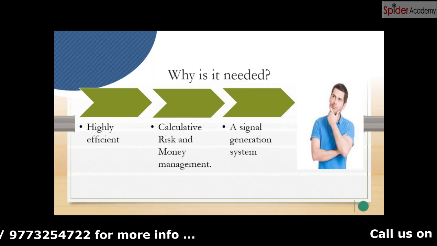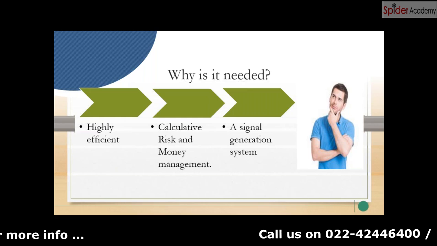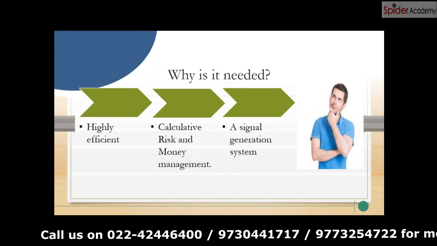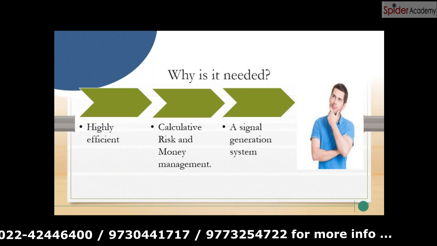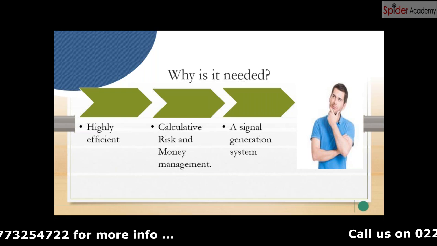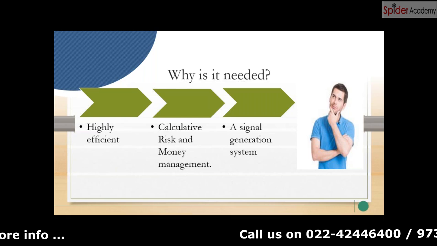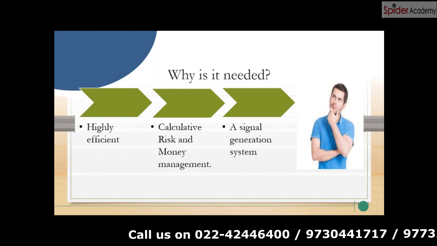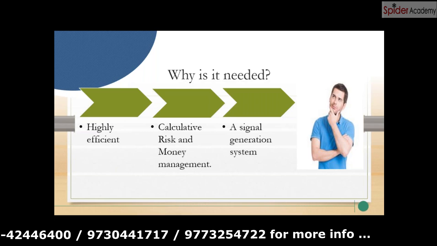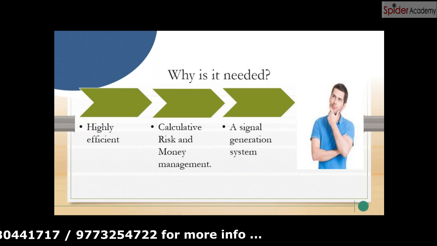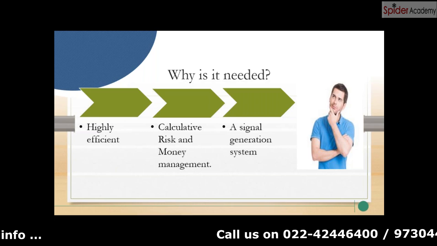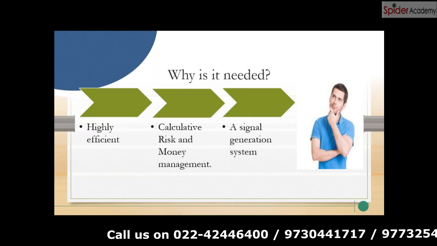And basically, when you make a plan, when you make a system, specifically a signal generation system, you can easily make out where to enter and where to exit. So the first thing you need is a set of paper or a diary where you can jot down your strategy, like I'll be entering on this, I'll be exiting on this, this would be my stop loss.